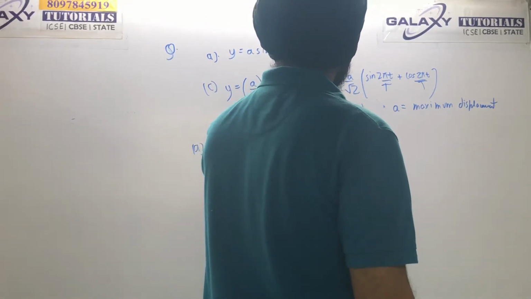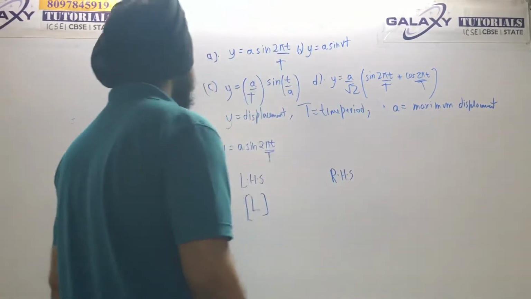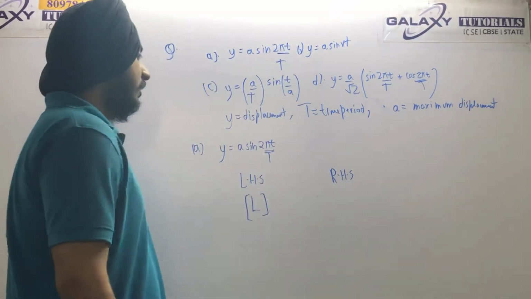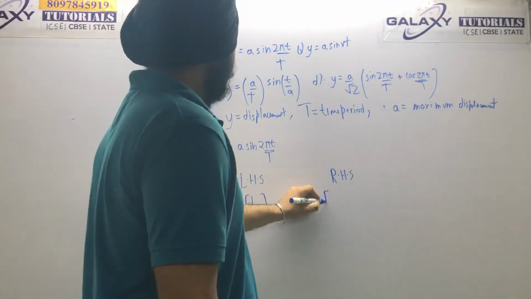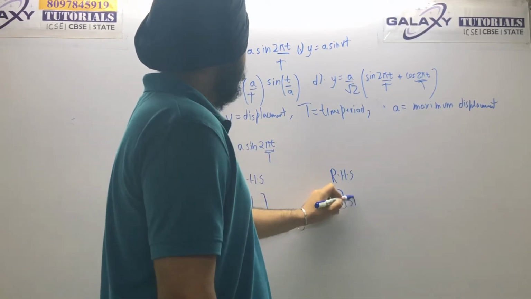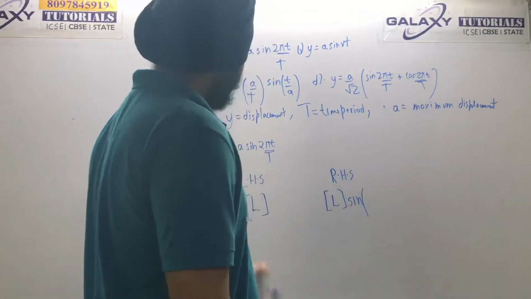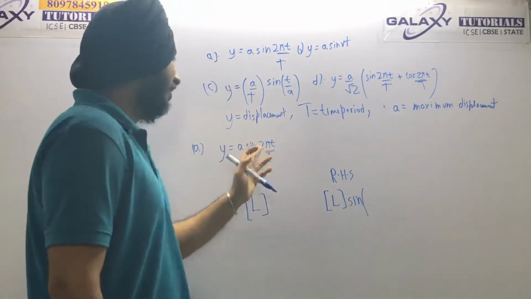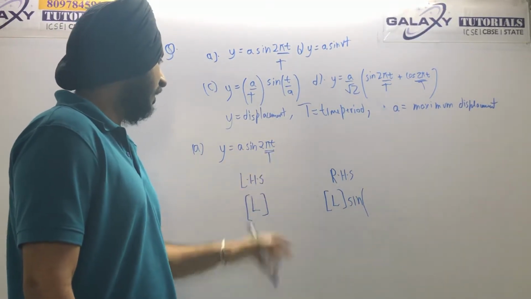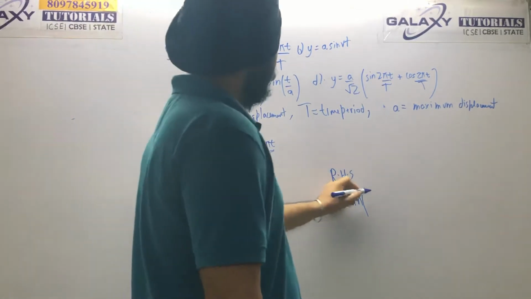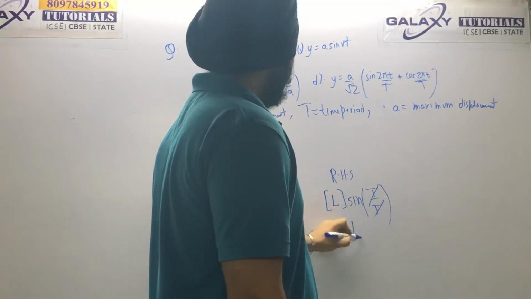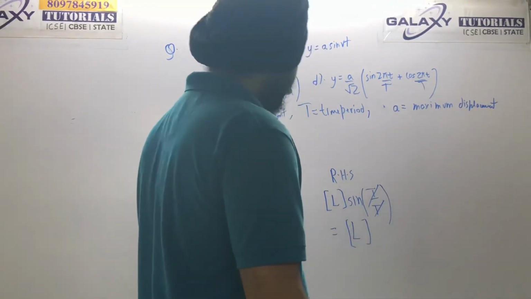RHS, what do we have? We have a sin 2 pi t upon T. So what is a? A is L. And inside the sine, this 2 pi is a constant, so forget about the constant. Constants don't have a unit, so no need to write it. Small t and capital T both have the unit time, so they cancel. So what is remaining? Only L.